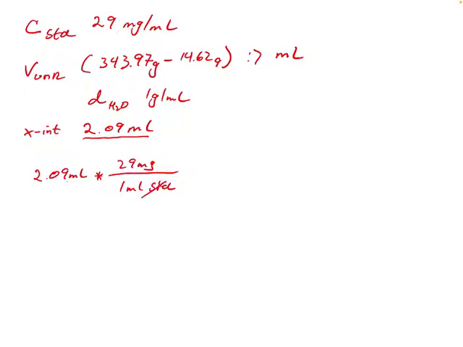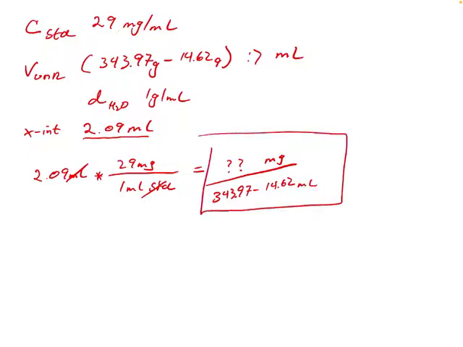Then these units are going to cancel out. And once we've got that number there, I'll leave you to calculate that number. We divide that, so this is milligrams, by the volume, 343.97 minus 14.62, and that's milliliters. This is the concentration of the unknown, and for the data that I've got right here, it should be 0.18 milligrams per milliliter. Okay, so you're going to do that for all three trials, or all three samples.